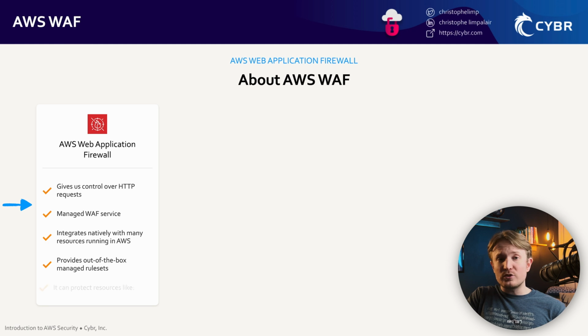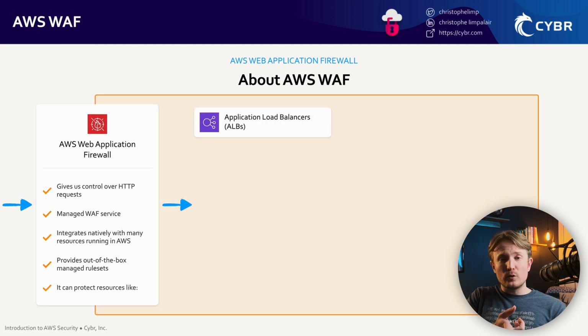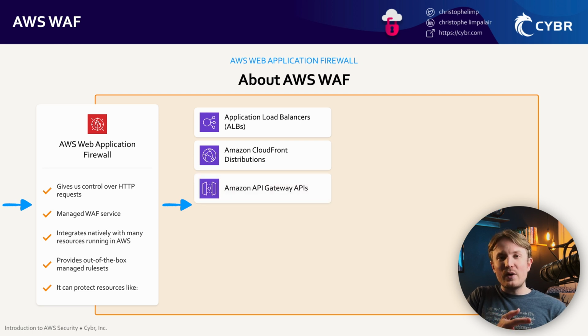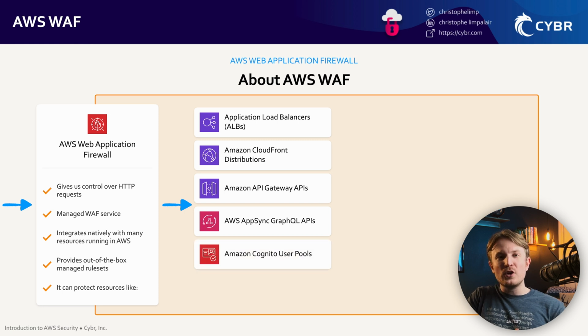So you can use it to protect resources like application load balancers, Amazon CloudFront distributions, which is their CDN service, Amazon API Gateway APIs, which is their API management service, AWS AppSync GraphQL APIs, which is their GraphQL service, Amazon Cognito User Pools, which is their customer identity and access management service, and Amazon ECS Containers, which is their Elastic Container Service. It uses three different components.